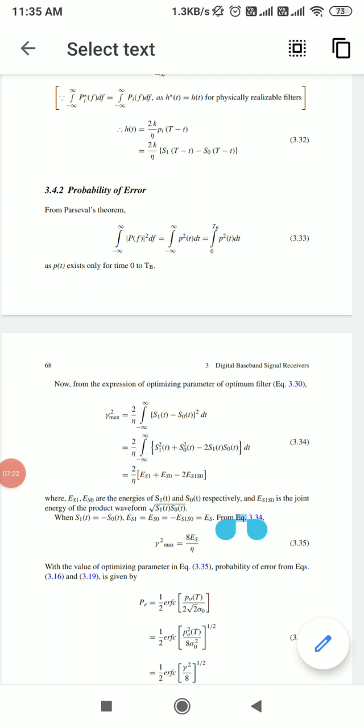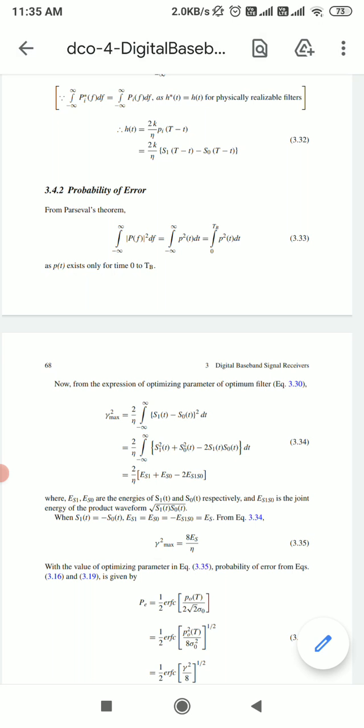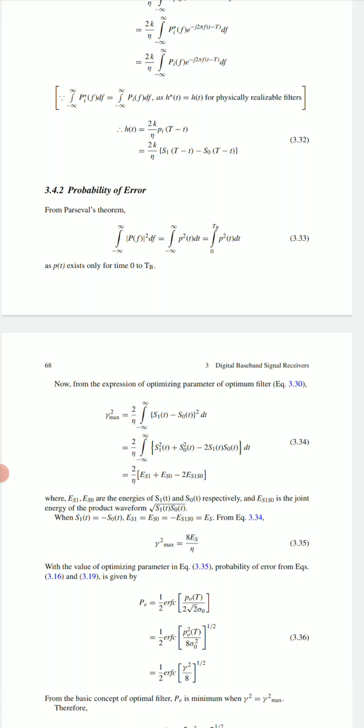So Es1s0 is nothing but the joint energy of the product waveform. Here, when we take s1(t) equal to minus s0(t), you will get Es1 equal to Es0 equal to minus Es1s0, and if you solve, you will get the optimization parameter for the matched filter, that will be equal to 8 Es upon eta.